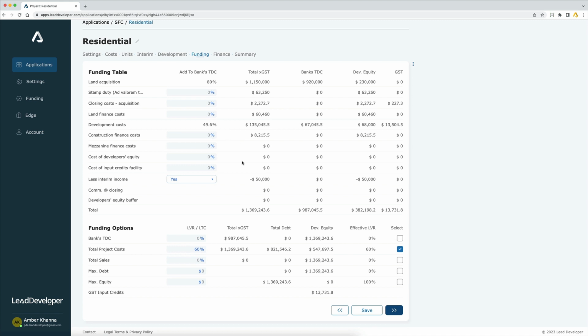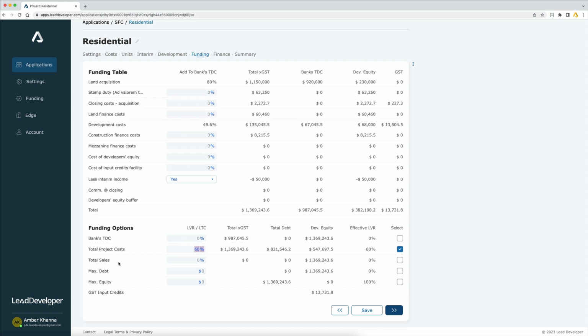So when the bank says, I'm going to lend you 60% of the TDC, they are not referring to the total project cost, which is the total cost for the project, including what the bank would give you, including every little cost. So if you spend $2,000 on getting an entity set up to do this project, that is also included in that, whereas banks don't consider that.